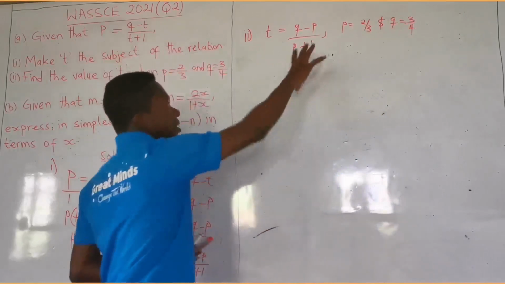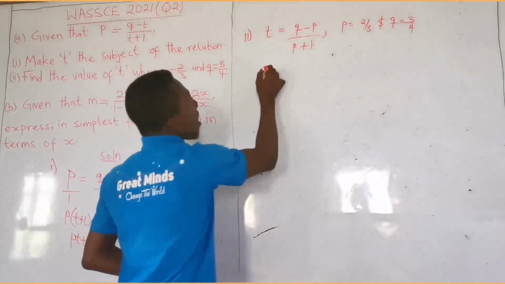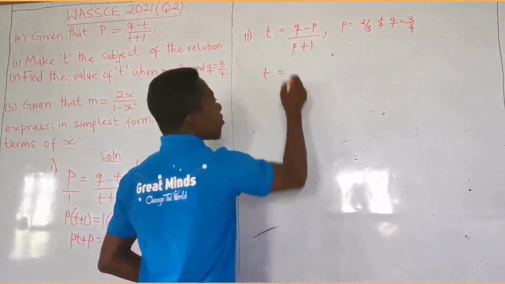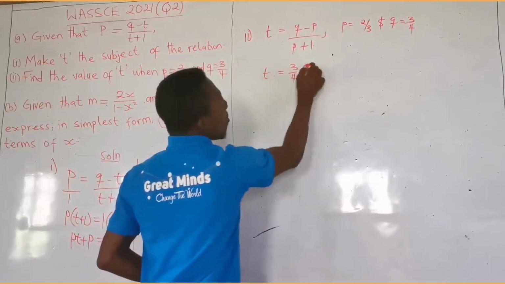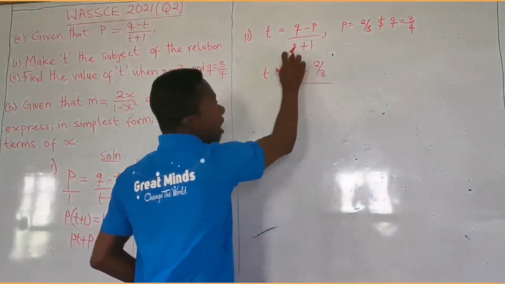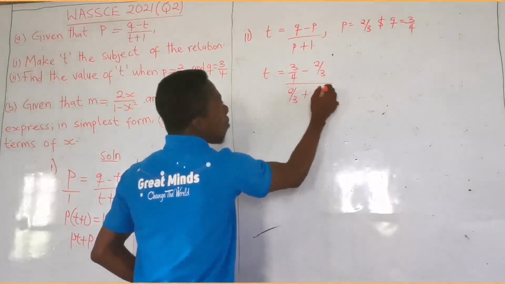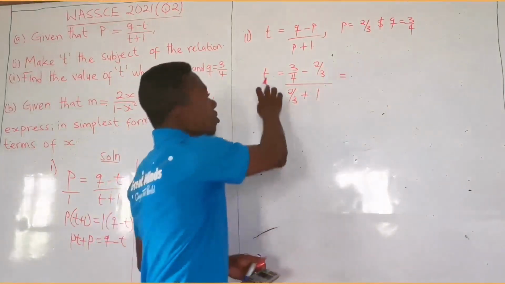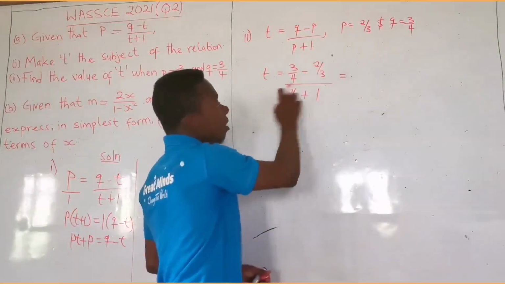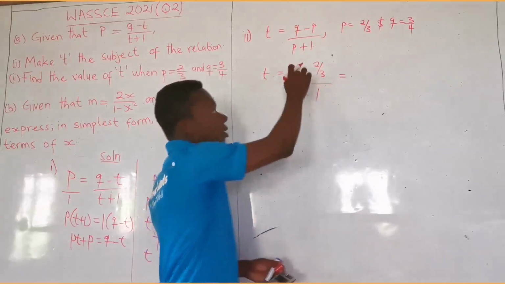So once I get these values, all I will do is substitute the values in here. So I have t equal to, so I know q is what? 3 out of 4. So it becomes 3 out of 4 minus, and then p is what? 2 out of 3, and divided by, I know p is what? 2 out of 3 plus 1. So once you get to this stage, you have 3 over 4 minus 2 over 3 and all over 2 over 3 plus 1.